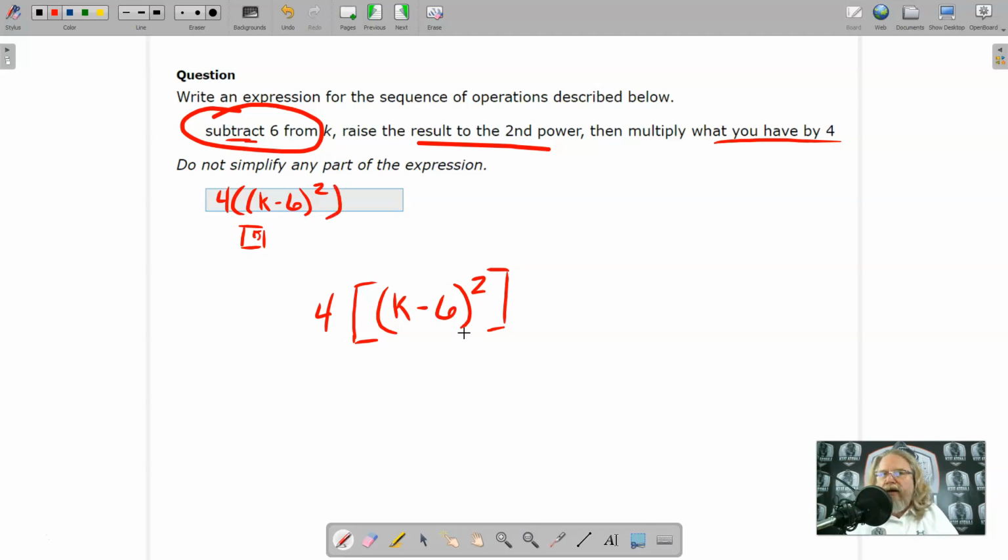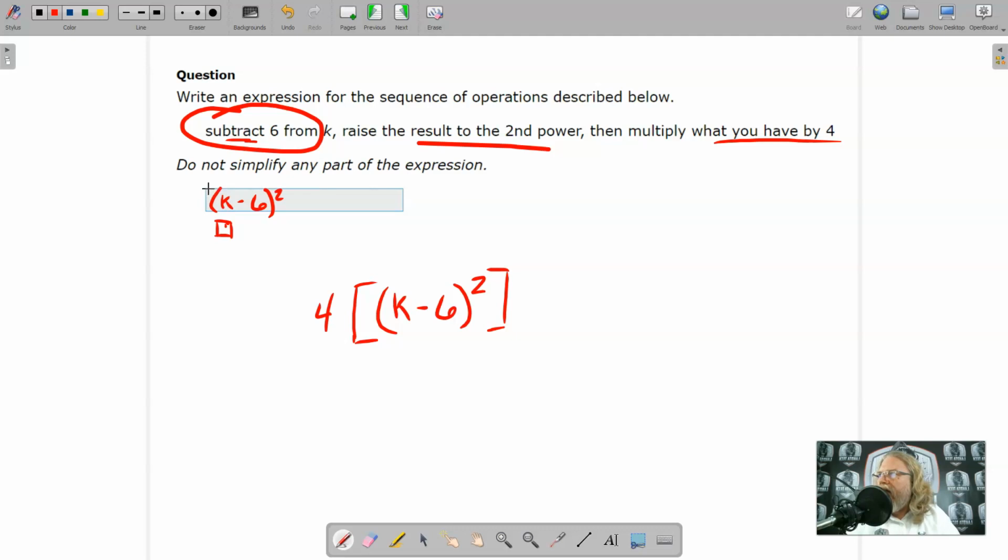So I strongly encourage you to go ahead and write this out on paper first and then enter your answers in. I suppose that if you were to try to do it as you went along, you could go, okay, subtract 6 from k. You could type in k minus 6. Raise the result to the second power. You realize, oh, okay, I need parentheses. And so you'd have to click your cursor in here and put a left parenthesis there and a right one here. Then you'd have to click the exponent button here and put in the 2. And then multiply what you have by 4.